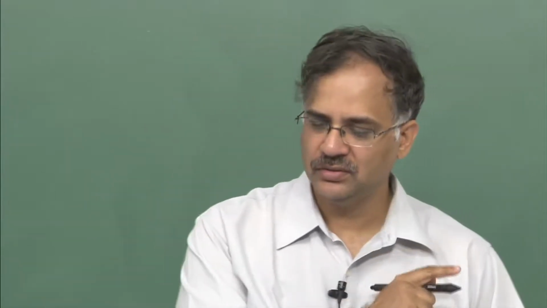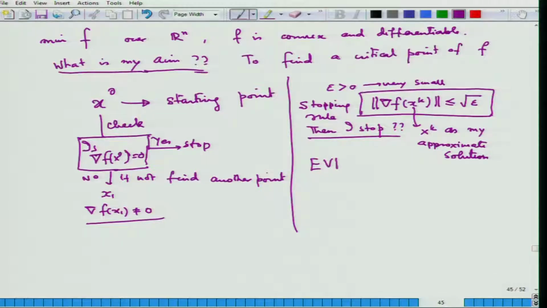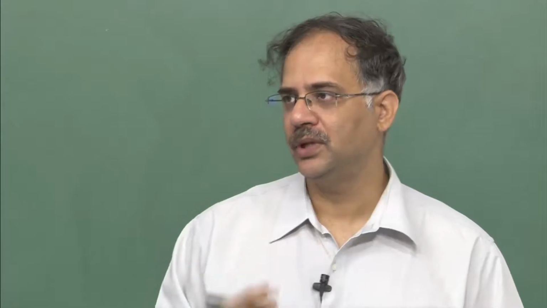If my problem is bounded below, that is what Ekeland's variational principle, EVP, says: such points do exist. That is, this stopping rule makes sense, you would be able to find a point for which the gradient norm would be less than root epsilon.